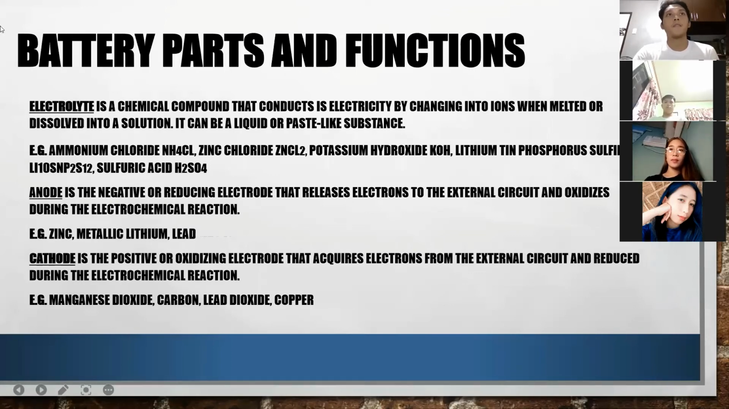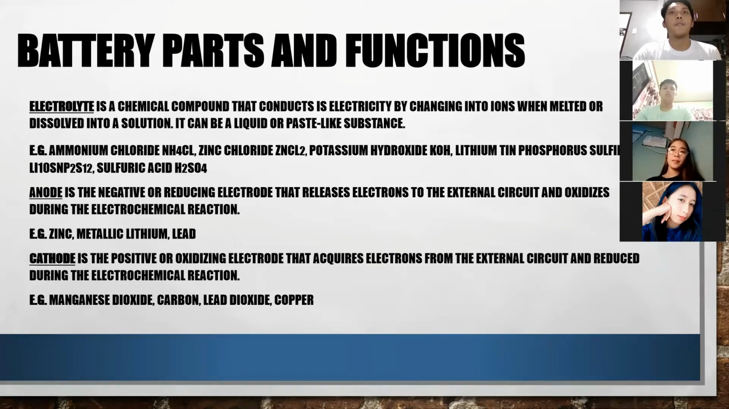Battery parts and functions. Electrolyte is a chemical compound that conducts electricity by changing into ions when melted or dissolved into a solution. It can be a liquid or paste-like substance, e.g. ammonium chloride, NH4Cl, zinc chloride, ZnCl2, potassium hydroxide, lithium tin phosphorus sulfide, Li10SnP2S12, sulfuric acid, H2SO4.